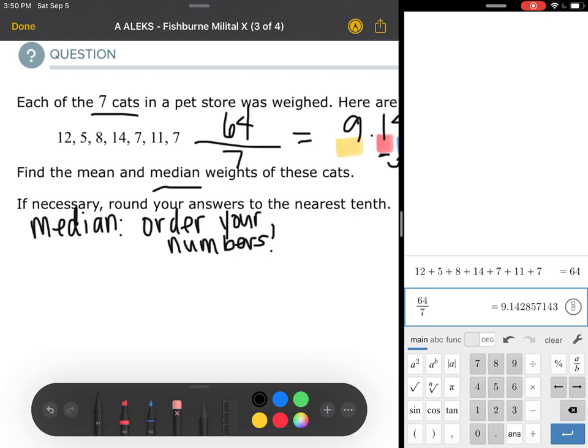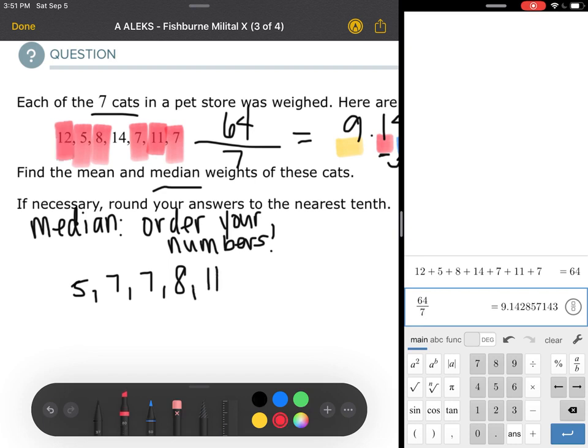So I'm going to start with what I think is my lowest, and I have 5. I'm going to highlight them for you. So 5, and then I have 7, 7. And then I have 8, and then I have 11, I have 12, and then I have 14. I'm going to go back to make sure I didn't miss any. So 1, 2, 3, 4, 5, 6, 7. So I have all my 7 data points.